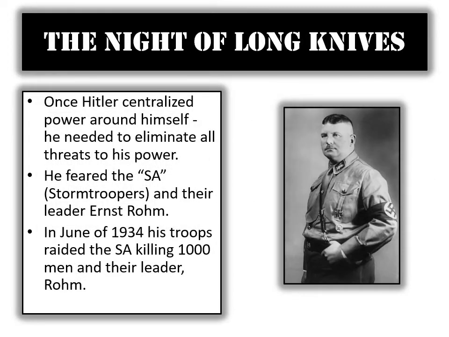The Night of Long Knives. Once Hitler centralized power around himself, he needed to eliminate all other threats to his power. He feared the SA, known as the Stormtroopers, an elite paramilitary organization, and their leader, Ernst Röhm. In June of 1934, his troops raided the SA, killing 1,000 men and their leader, Röhm.